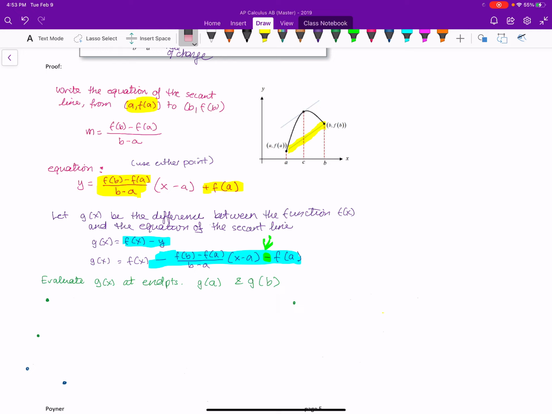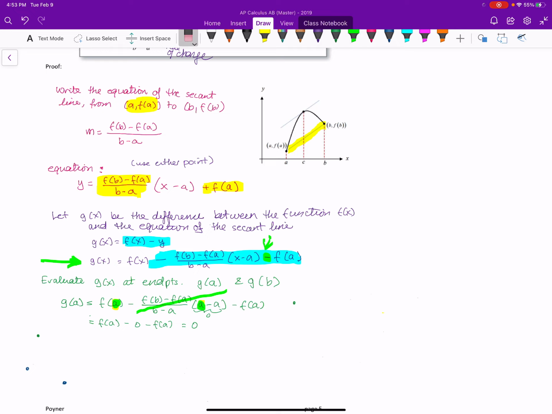For g of a, we're substituting into the equation that I have right here, using an arrow right there. I'm substituting in for a. So here's my a, and here I substituted in for a in that equation and simplified a little bit. So I get f of a minus, look, a minus a is 0. So essentially, this entire thing becomes just 0. So you end up with f of a minus 0 minus f of a, which is also just 0.